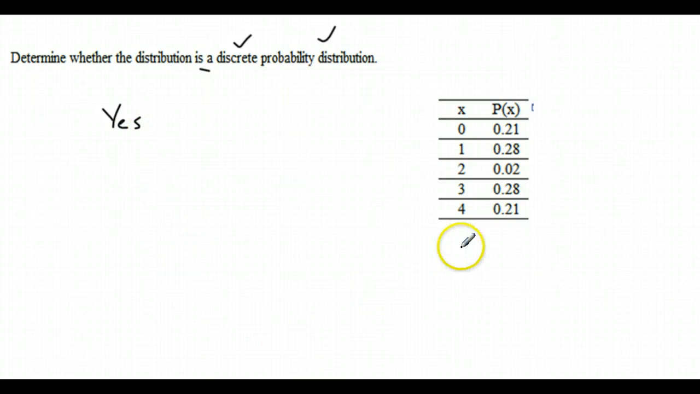Okay, but for instance, if this had been a negative, or if any of these had been like 1.28 or 1.21, then that would be no. Okay, so it has to be no negative values and nothing above 1.